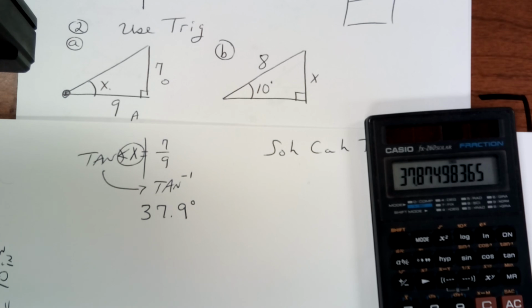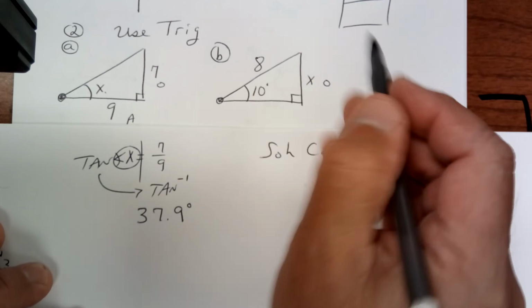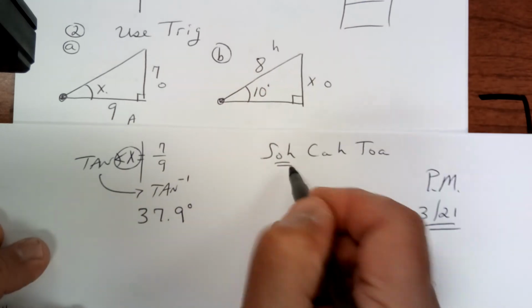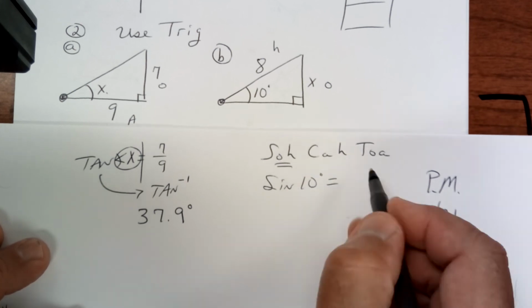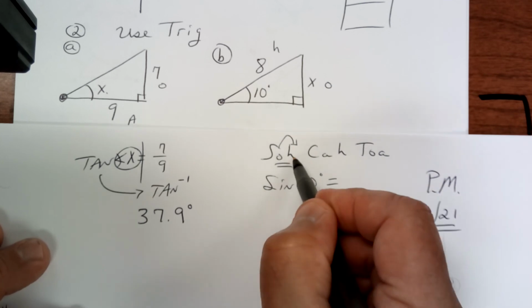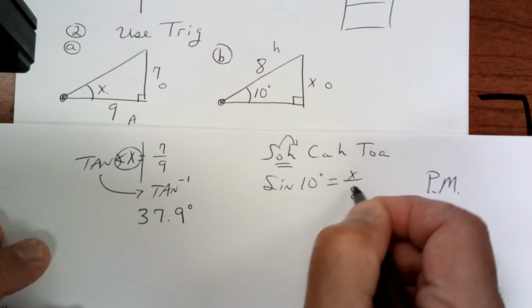Let's take a look at one more. You're standing right here at this angle. This is opposite, but this is the hypotenuse. So that would be the sine. So that's the sine of 10 degrees is equal to the opposite on top of the hypotenuse. The last one always goes on the bottom. So it's x over 8. And all you do is multiply by 8.